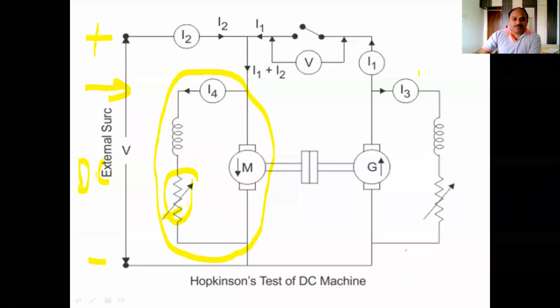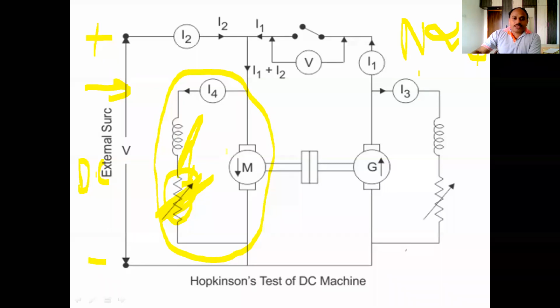Now, by varying this motor field rheostat, the field current of the motor is varied, so the field flux of the motor is varied, because the speed of the motor is inversely proportional to flux. We vary the field current through this circuit, so flux varies. Flux varies means the speed also varies.